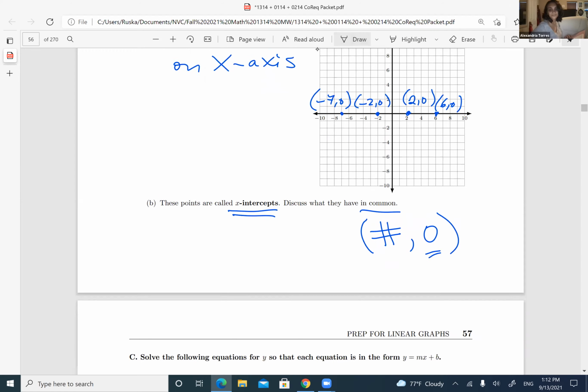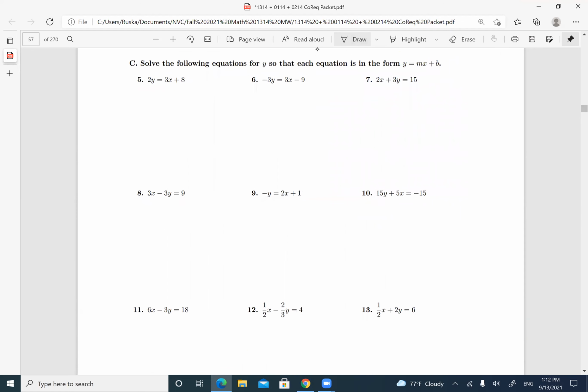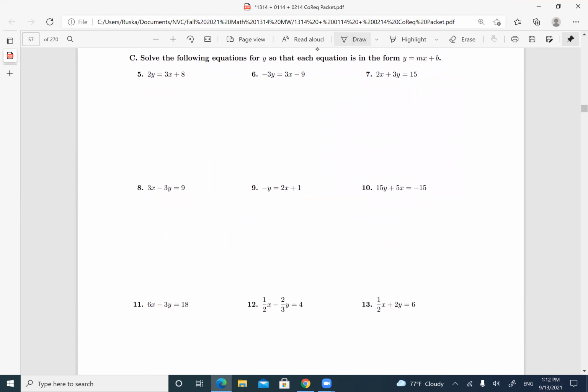No? Okay. Then we're going to solve some equations for y. And why are we doing that? Because here you're going to have different equations given in standard form or different forms, and you want to go to slope-intercept form. In slope-intercept form, the equation of the line has y by itself. The number in front of x is called the slope, and the number by itself is the y-intercept.